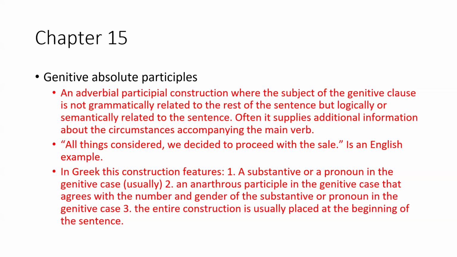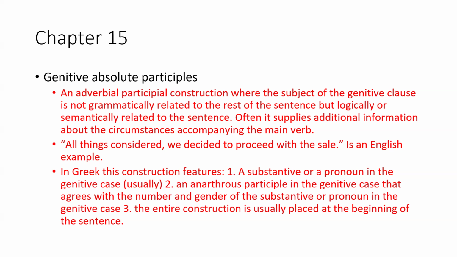Genitive absolute participles. An adverbial participial construction where the subject of the genitive clause is not grammatically related to the rest of the sentence, but logically or semantically related to the sentence. Often it supplies additional information about the circumstances accompanying the main verb. So an example in English: all things considered, we decided to proceed with the sale.